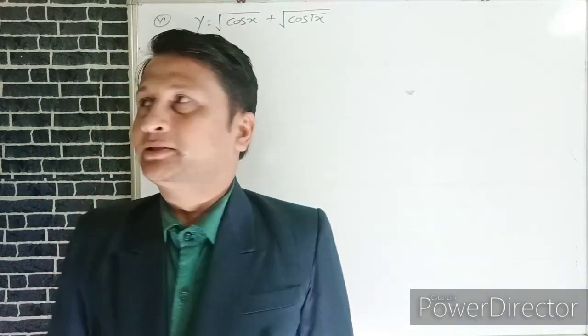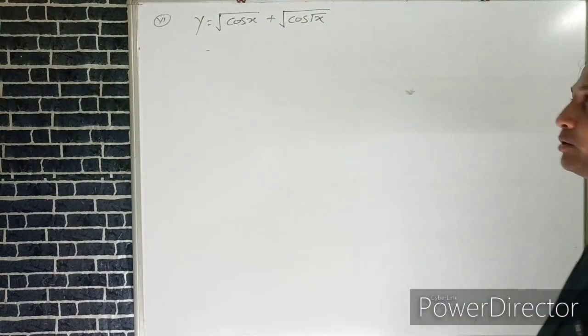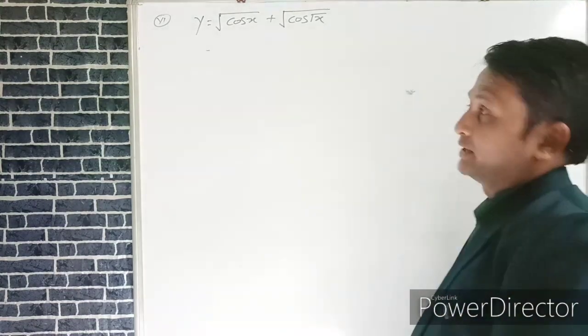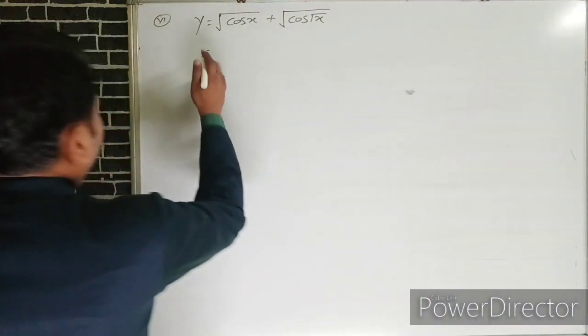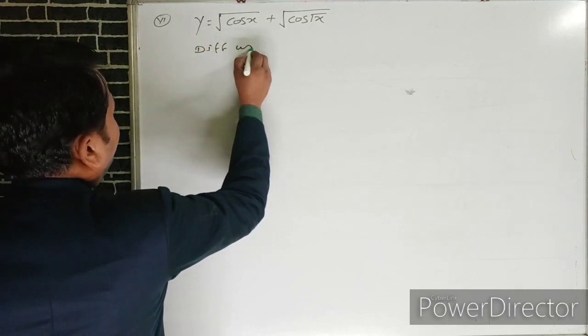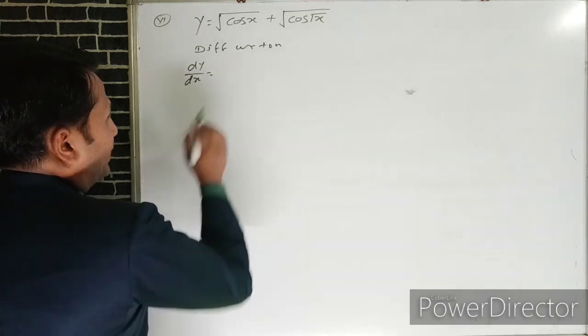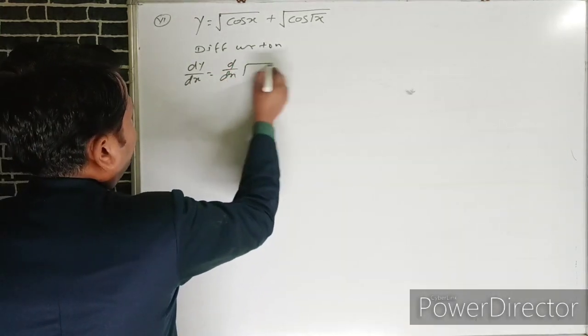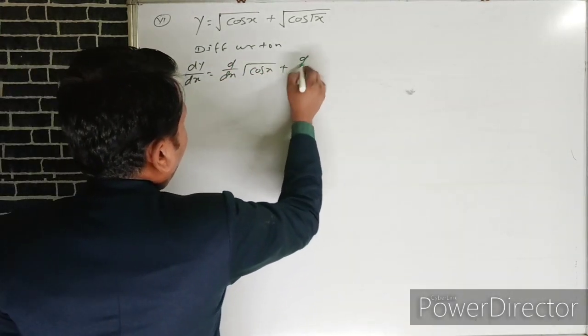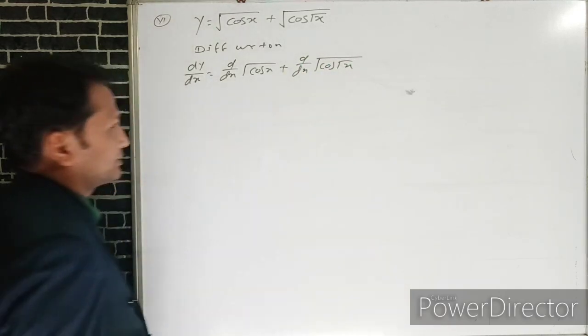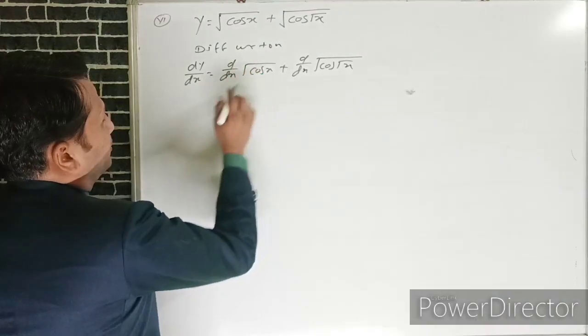Next example number 6 is y is equals to under root of cos x plus under root of cos of root x. If we differentiate a given function, we can apply directly the derivative of under root x. Derivative of under root cos x plus derivative of under root of cos of root x. The derivative of root x is 1 upon 2 root x.